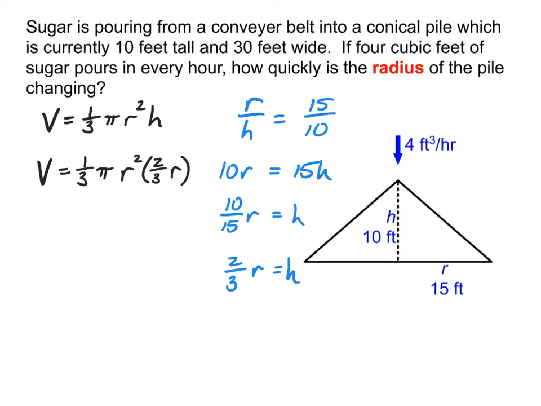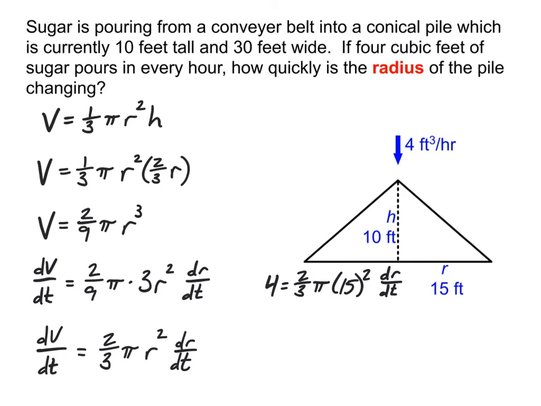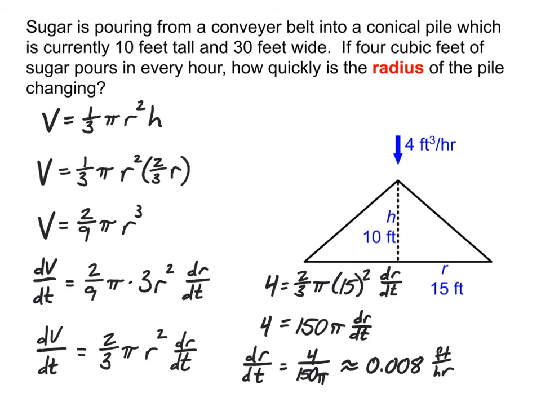And then, as usual, I would like to clean that up a little bit before I go much further. And so now notice that we have an equation that's written entirely in terms of v and r. So now I can worry about going ahead and taking the derivative with respect to time. And now that we have that derivative, we can go ahead and plug in the values that we know in this case. And then we can solve for dr over dt from there. And then that gives us a rate of about 0.008 feet per hour at which the radius of this pile is increasing. And then that's done.